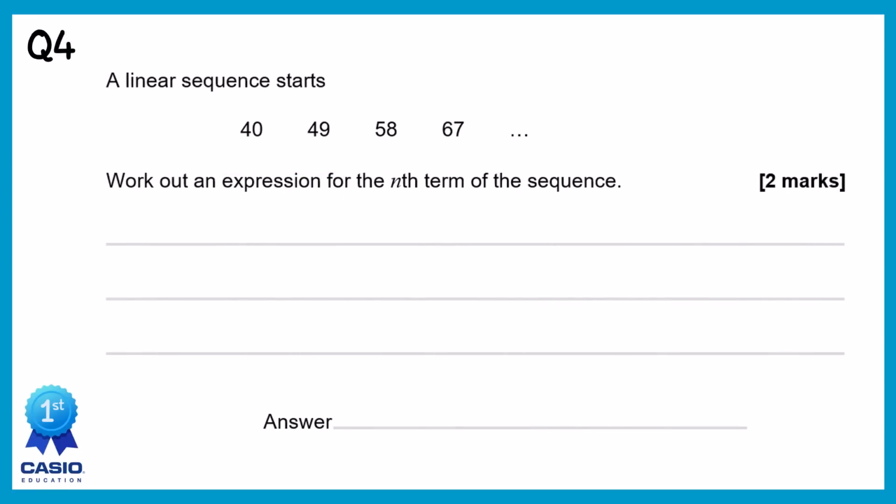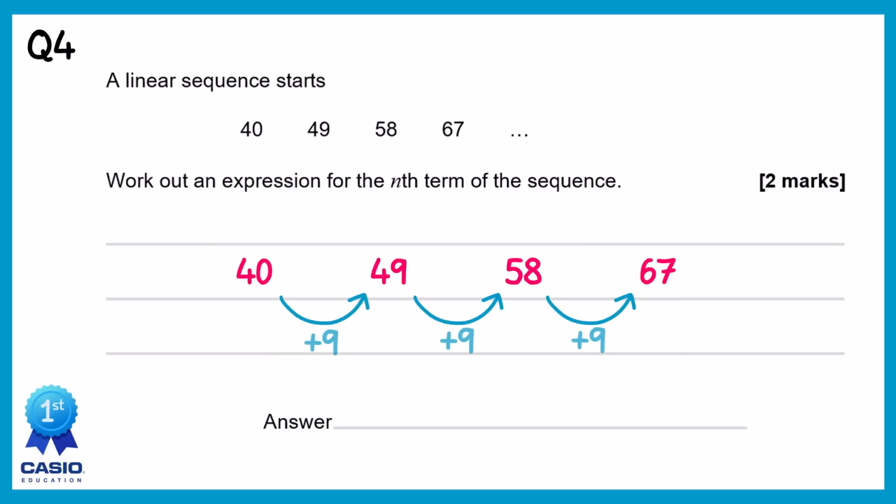In this question, we need to find the nth term of a sequence. We'll start by finding the difference between each of the terms, which in this sequence is always plus 9. This means the nth term will start with 9n. We now write the 9 times table above the sequence and consider how we get from this to our sequence. To get from 9 to 40, you add 31, and that will work for 18 to 49, 27 to 58, and 36 to 67. So it must be 9n plus 31.